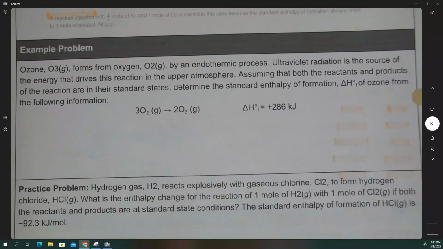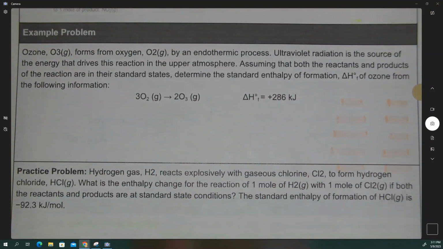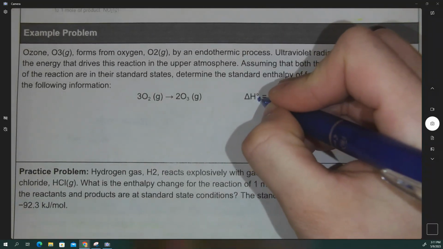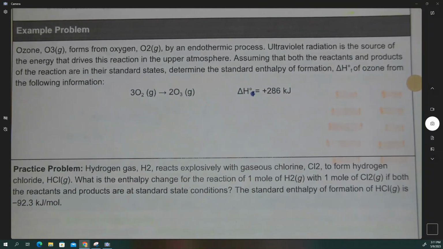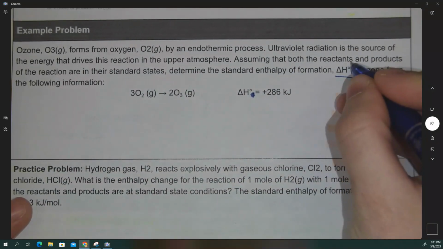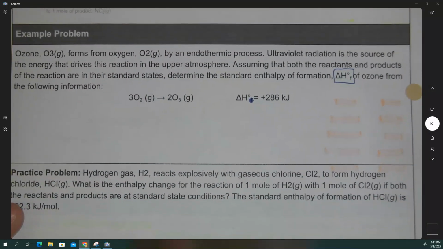Okay, so our example problem: ozone, O3, forms from oxygen by an endothermic process. UV radiation is the source of energy that drives this reaction in the upper atmosphere. Assuming that both the reactants and products of the reaction are in their standard states, determine the standard enthalpy of formation, delta Hf, of ozone from the following information. So this F I actually accidentally double typed. It shouldn't have been here. This one should. So you might want to just scribble that little guy out.